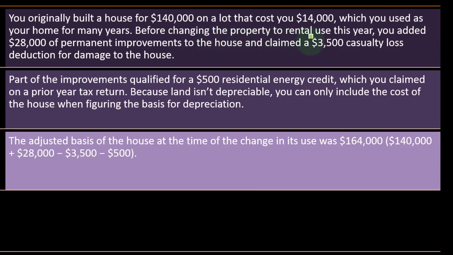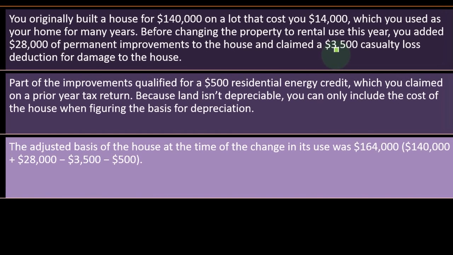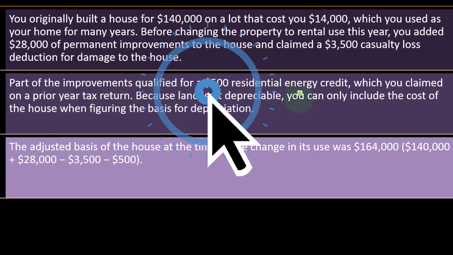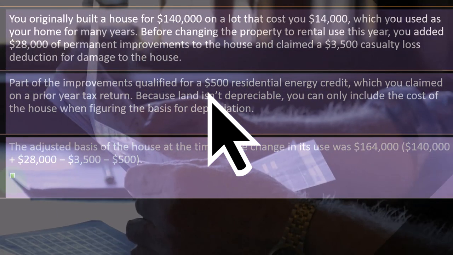Before changing the property to rental use, you added 28,000. So that's a 28,000 increase because you had permanent improvements to the house, and you claimed a 3,500 casualty loss. Because we got a benefit from the casualty loss, we're subtracting the benefit, decreasing the basis. Part of the improvements qualified for a 500 residential energy credit, so we're subtracting out the credit.